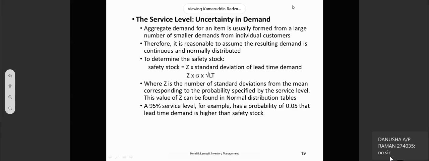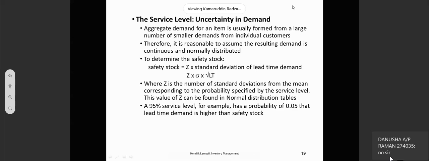Jadi kita faham di situ bila kita sebut aggregate demand adalah permintaan yang terkumpul daripada permintaan yang kecil, permintaan yang kecil daripada beberapa individu customer kan. Jadi kita akan kumpul, kita akan sekalikan, dia akan jadi banyak lah permintaan tersebut. Therefore, it is reasonable to assume the resulting demand is continuous and normally distributed. Based on the aggregate demand, we can assume that the demand is characterized by the continuous and normally distributed.